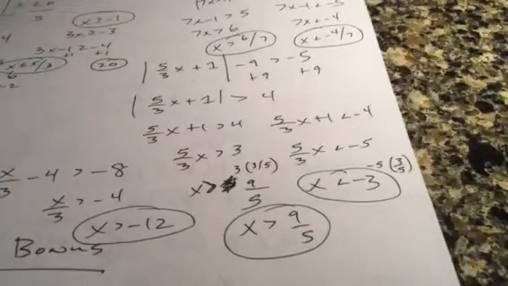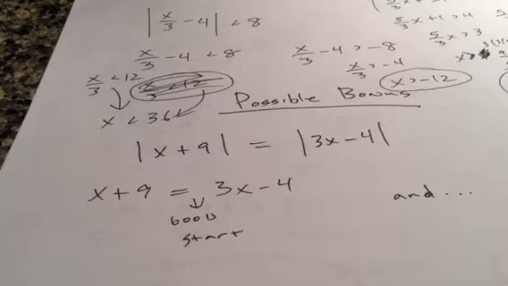20, you're going to add 9. And you get 5/3 x plus 1 greater than 4. 5/3 x plus 1 less than -4. You're going to subtract 1. Then you're going to multiply by 3/5, which I made a boo-boo first. So that's a good start on the bonus. All right, and you just go from there.